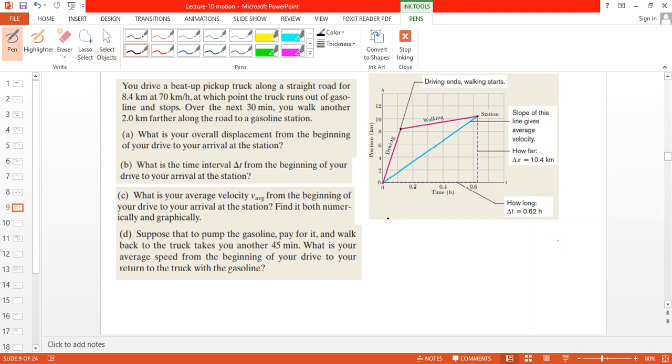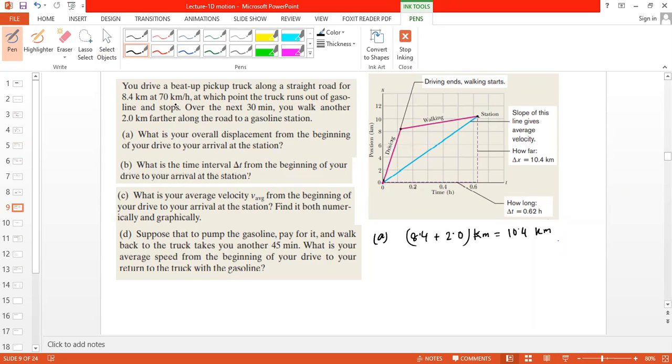So part A, the displacement would be: initially he traveled 8.4 kilometers, and then he walked 2 kilometers. So that is equal to 10.4 kilometers, the total displacement. Here they were asking for the overall displacement from the beginning of your driving to the arrival at the station. But part B, what is the time interval from the beginning of your drive to your arrival at the station? From here to where you arrived, how much time was it, how much total time did it take?